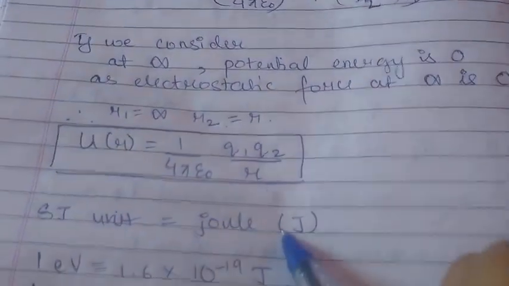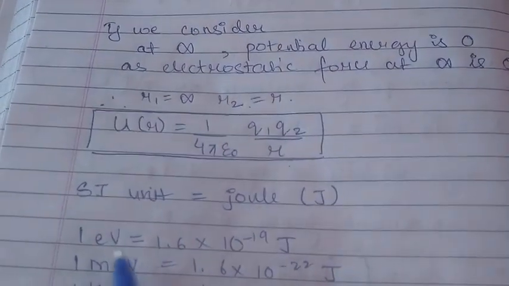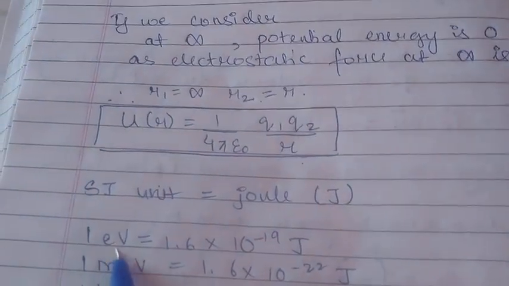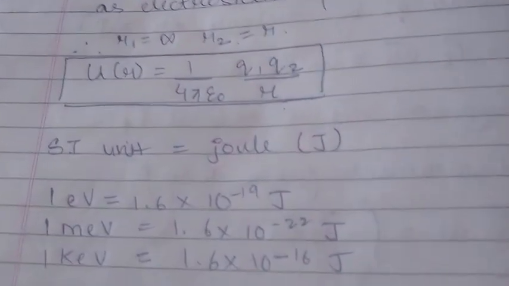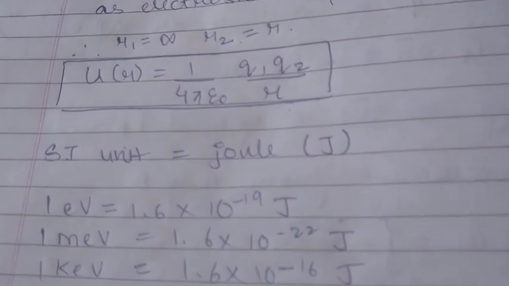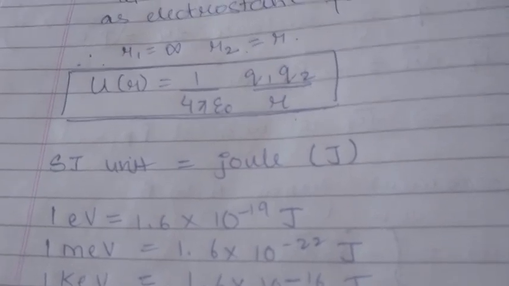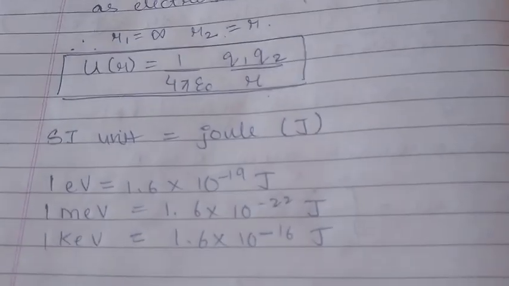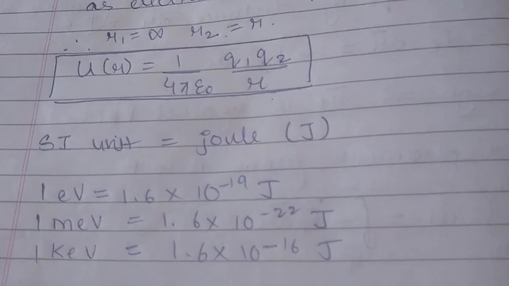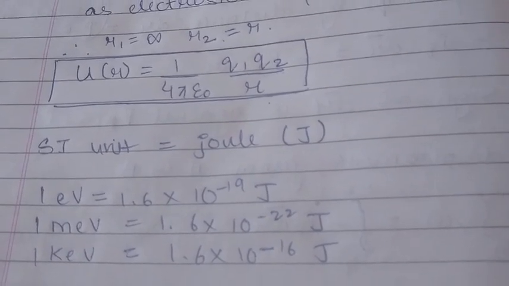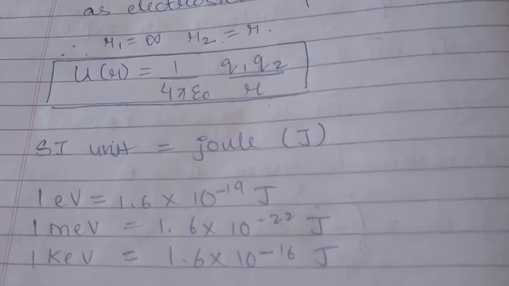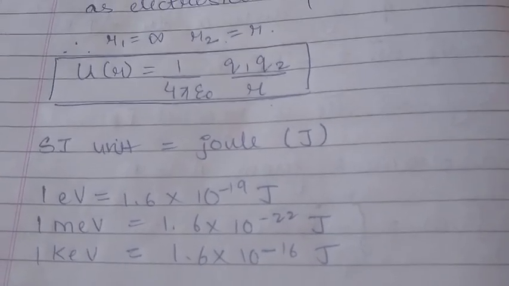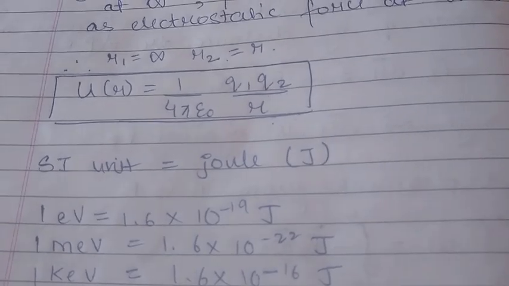Now the SI unit of potential energy is joule. Sometimes you consider electron volt also for very small values. So these are the conversions which are very important when you solve numericals. So if you have to define 1 joule, it means that 1 joule is the energy stored in moving a charge of 1 coulomb through a potential difference of 1 volt. So this is the definition of 1 joule, which you should clearly know.